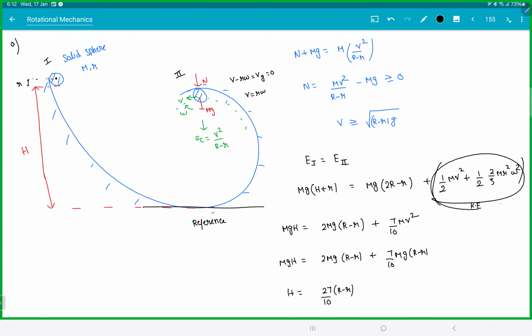Add it here, God. Do this much solving, with v is equal to r omega. 2 will cancel, 1 plus half plus 1 by 5. And that 2 mg r minus r. This r I shifted to this side. Look, here there is no r. I skipped a lot of steps there.